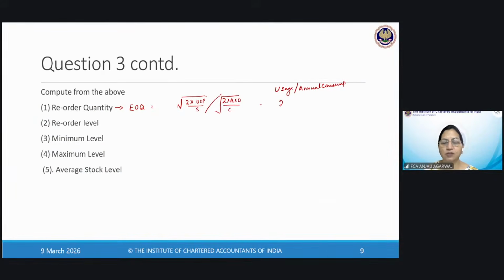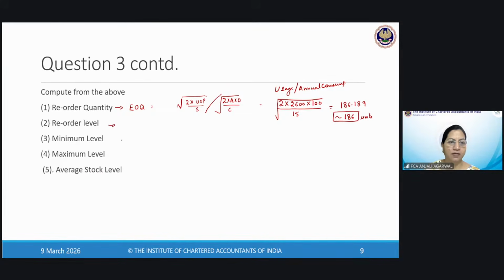Now we have all the answers. 2 into usage, which is 2,600 units. Cost of placing an order is 100. And storage cost is 15. So 2 into 2,600 into 100 divided by 15, and under the root. So it comes out to be 186.189. Once again, I am avoiding the fraction here. So we will order at one time 186 units.